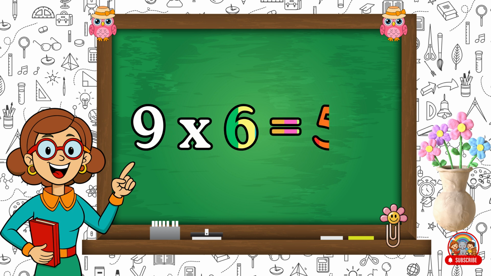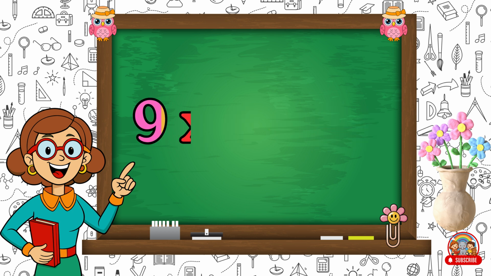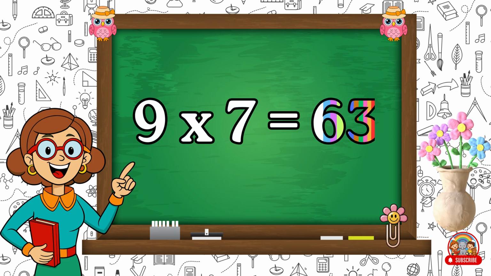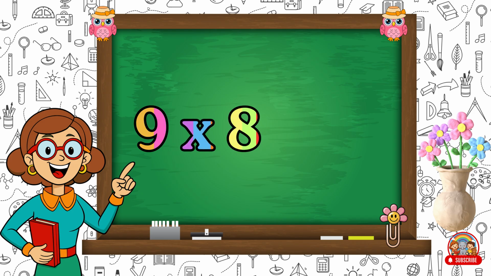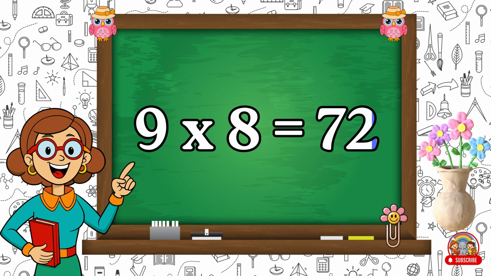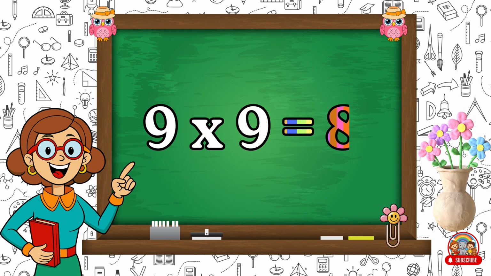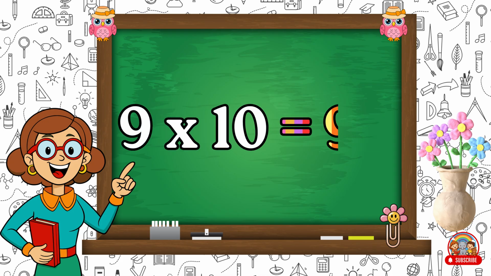9 six are 54. 9 sevens are 63. 9 eights are 72. 9 nines are 81. And last, 9 tens are 90.